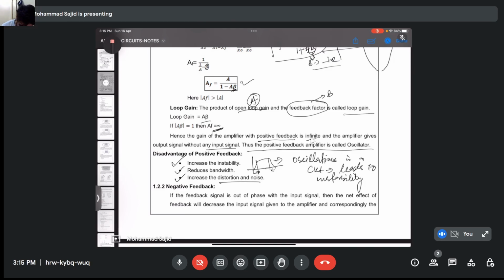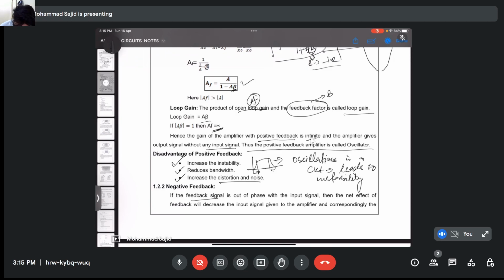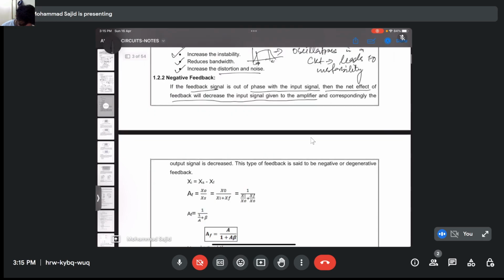So now we'll see what negative feedback is. If the feedback signal is out of phase with the input signal, then the net effect of the feedback will decrease the input signal given to the amplifier. And correspondingly, the output signal is decreased. This type of feedback is said to be negative or degenerative feedback. If this is the input signal, then you apply a feedback that is in the opposite phase. So your total input signal will decrease, right?